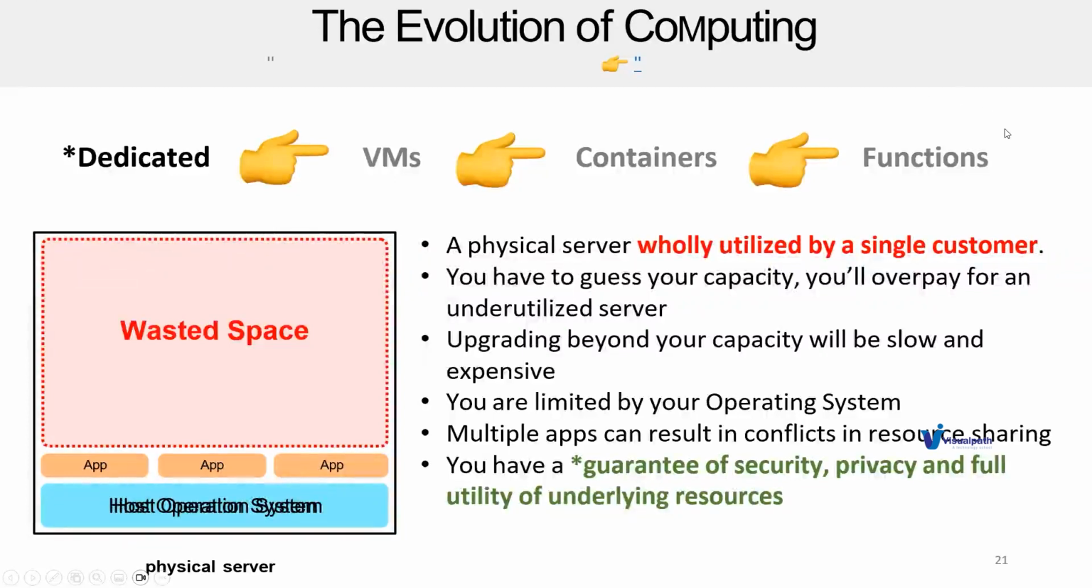Now, evolution of computing. The first thing is the dedicated server. Here you have your host operating system, you have your apps, and then this is your wasted space. A physical server wholly utilized by a single customer, like the laptops and desktops in your office and your home. They are basically physical things that we want to use. Now, you have to guess your capacity, otherwise you have to pay for an underutilized server. Like I told you, my computer has 250 GB of RAM, 250 GB of hard disk. Okay, still 110 GB is left.